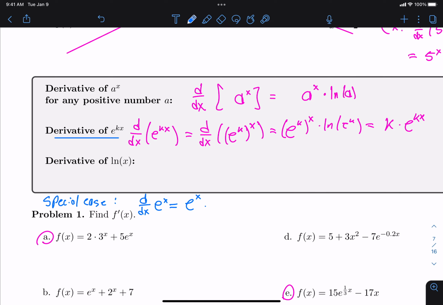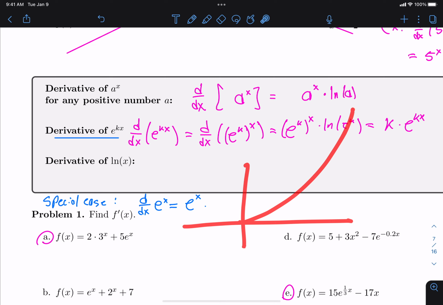So it's a function whose own derivative is itself. In other words, its height is the same as its slope at every point. If you have an exponential function e to the x, the slope here is the same as the height. That's the whole special thing about e to the x.